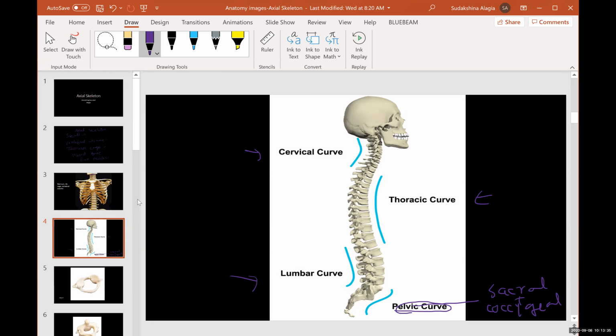So cervical area, thoracic zone or area, lumbar zone or area, sacral and coccygeal zone, which is like a layman term, pelvic curve. This term is not really used anatomically. It's sacral and coccygeal. The vertebral column, this is what's bearing our body's weight mostly. This and the long bones of the lower extremity.